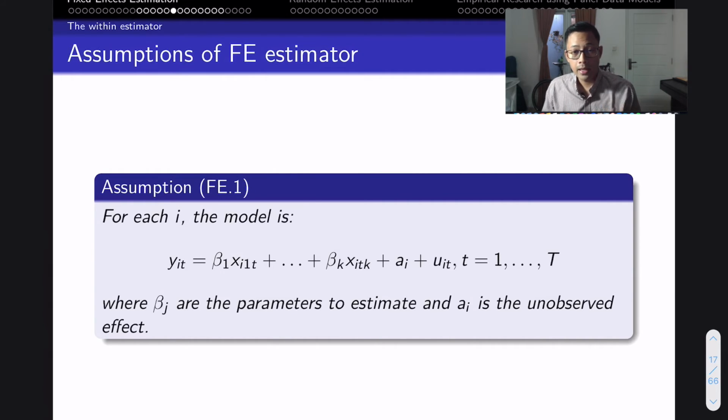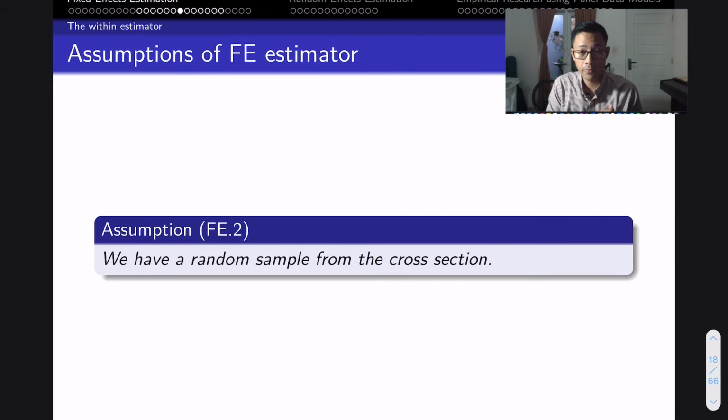Again, as with any estimation in econometrics, we want to have a random sample from the cross-section. So basically, before the data was collected for the first period, we want to make sure that the cross-section we choose is a random sample from the population. And we're going to follow that over time. Each explanatory variable changes over time, and no perfect linear relationship exists among the explanatory variables.